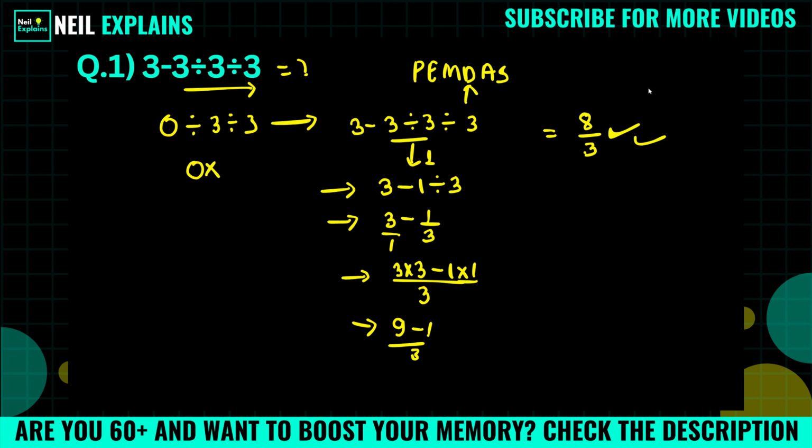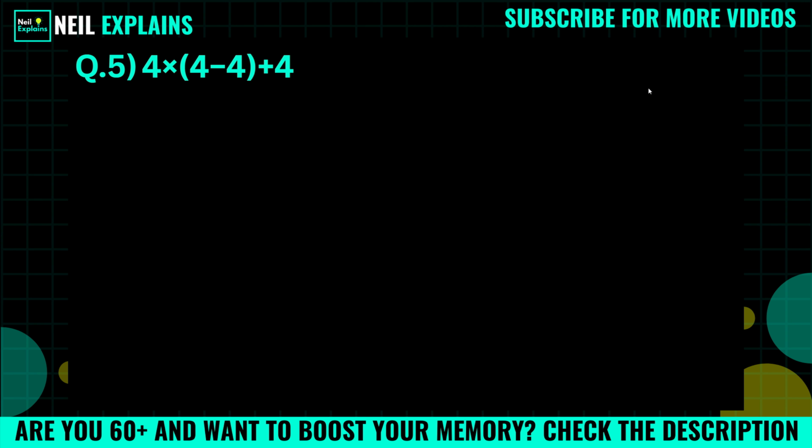Okay, coming to the next question: 4 times parenthesis 4 minus 4 plus 4. We will write again the PEMDAS. First we have to solve this parenthesis part.